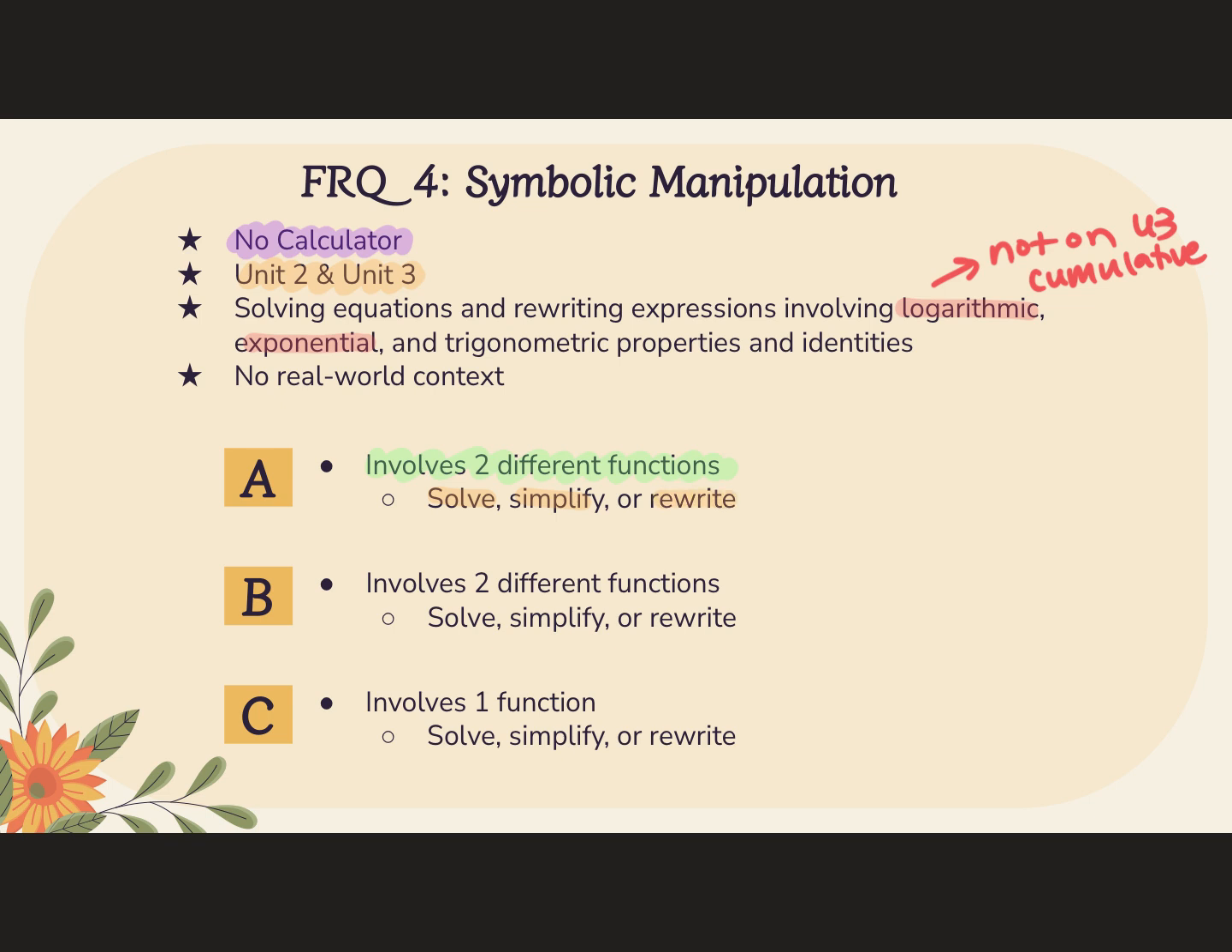Same thing in part B, you're going to see 2 new functions, and usually it's 2 different function types. Again, solving, simplifying, or rewriting. The last part, part C, only has 1 function, and again, it could be any sort of task with algebraic manipulation, solving, simplifying, or rewriting. So altogether in FRQ4, we're expecting to see 5 different functions from either Unit 2 or Unit 3.